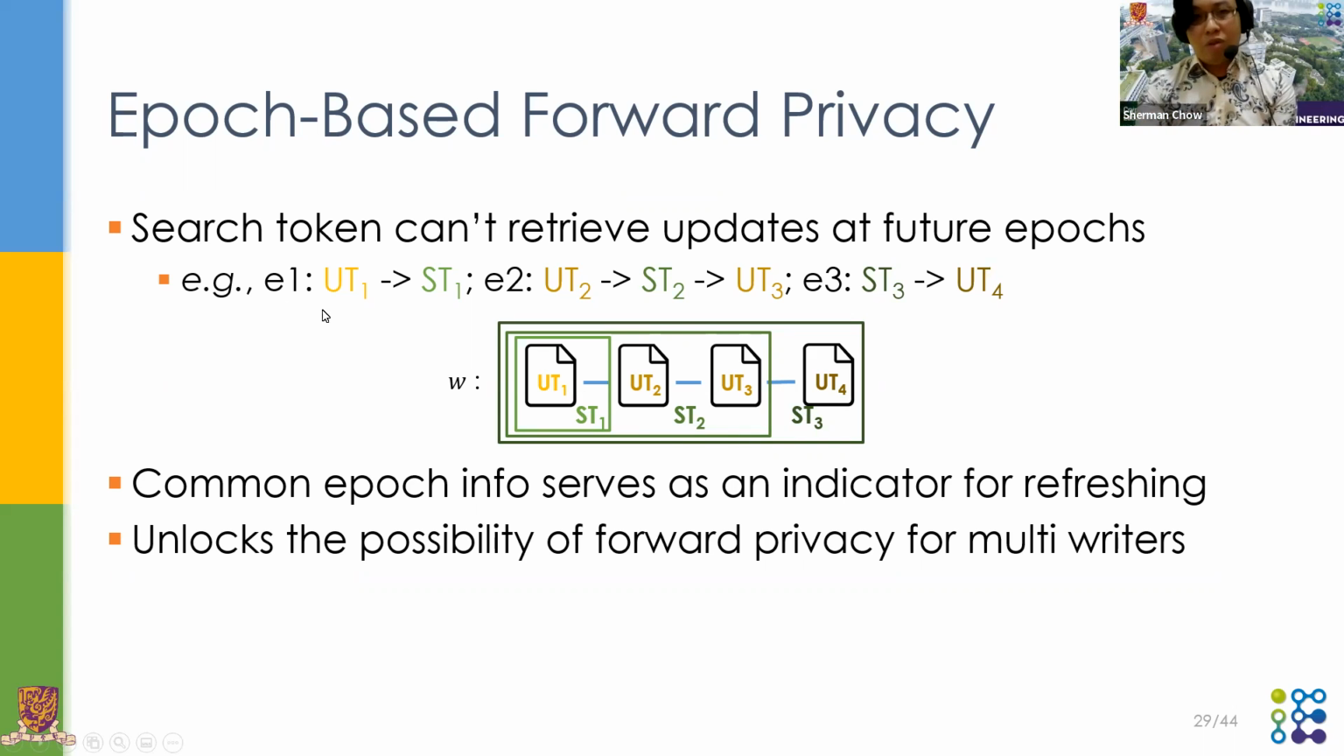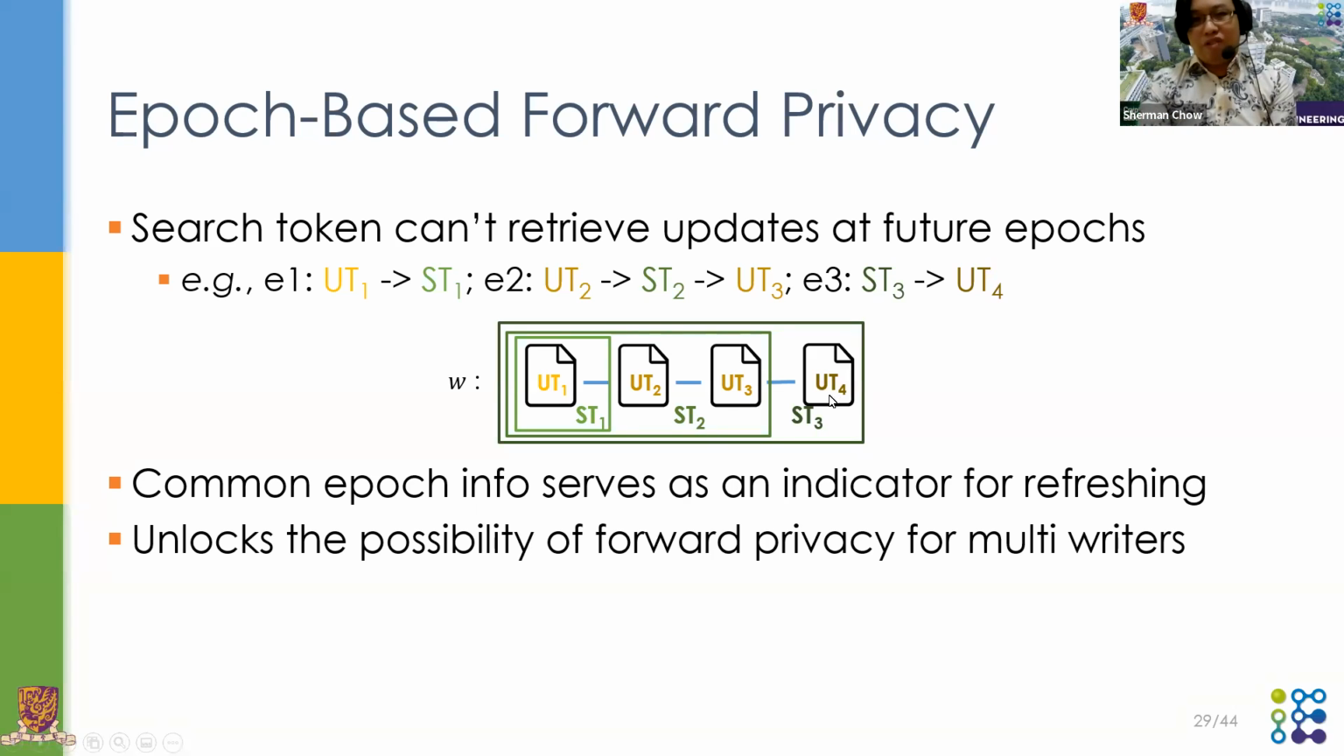In epoch 1, we have update 1. After that, a search token is issued, so the search token can just search over UT1. In epoch 2, there is one update, UT2, the search token has been delegated, and now there's another update in the same epoch. For this definition, this search token, instead of just searching backward, is supposed to work for epoch 2 as well, so both of these updates can be reached using this search token. That is the difference.